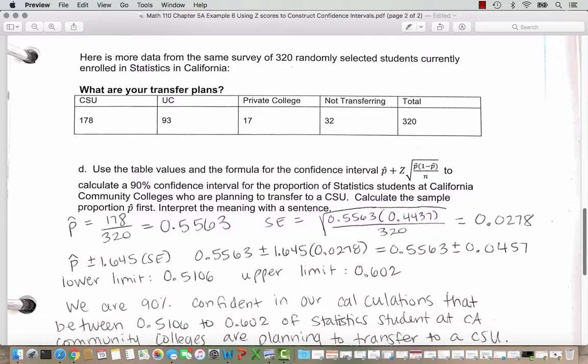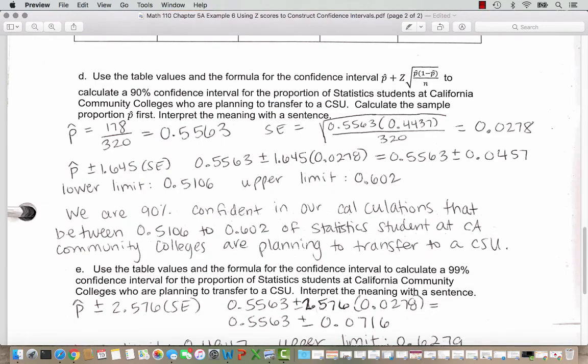They're going to get a local degree and go get some sort of job or continue in some other sort of training. We do a quick check to make sure there's at least 10 in each group so that the normal approximation is appropriate for our calculations, and it is. So now we want to use these values to calculate a 90% confidence interval for the proportion of statistics students at California community colleges who are planning to transfer to a UC or to a CSU.